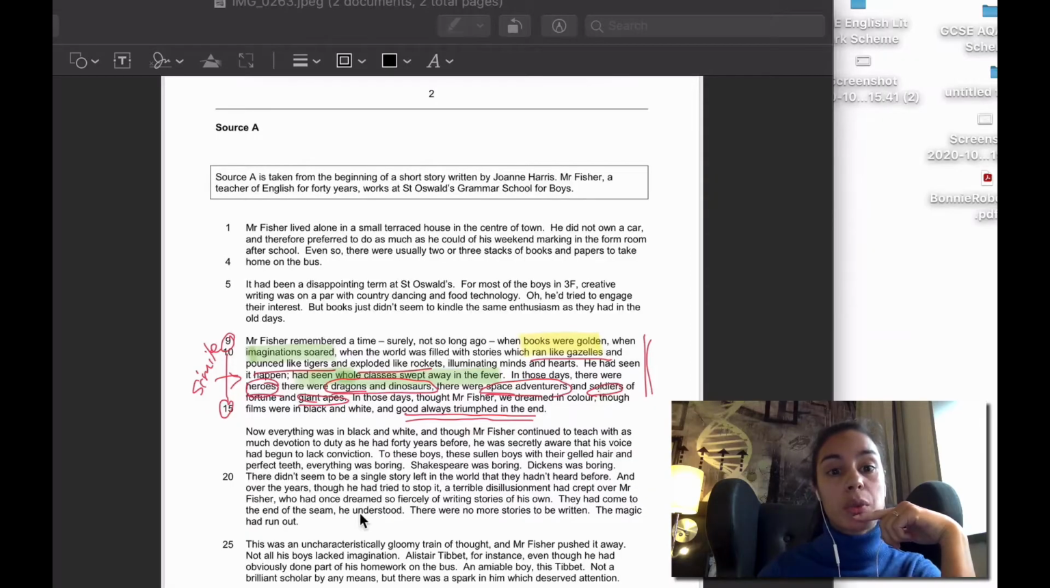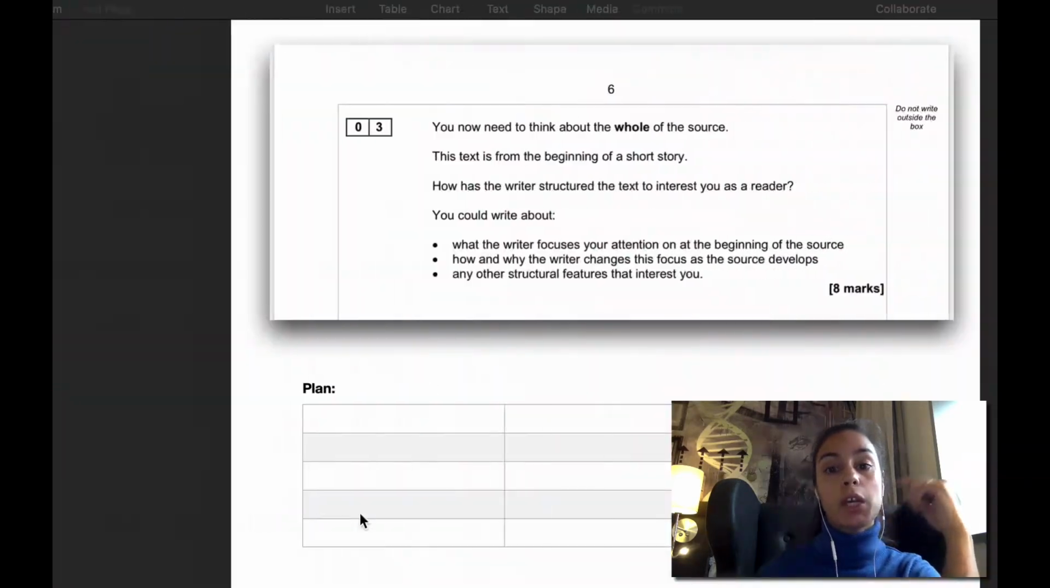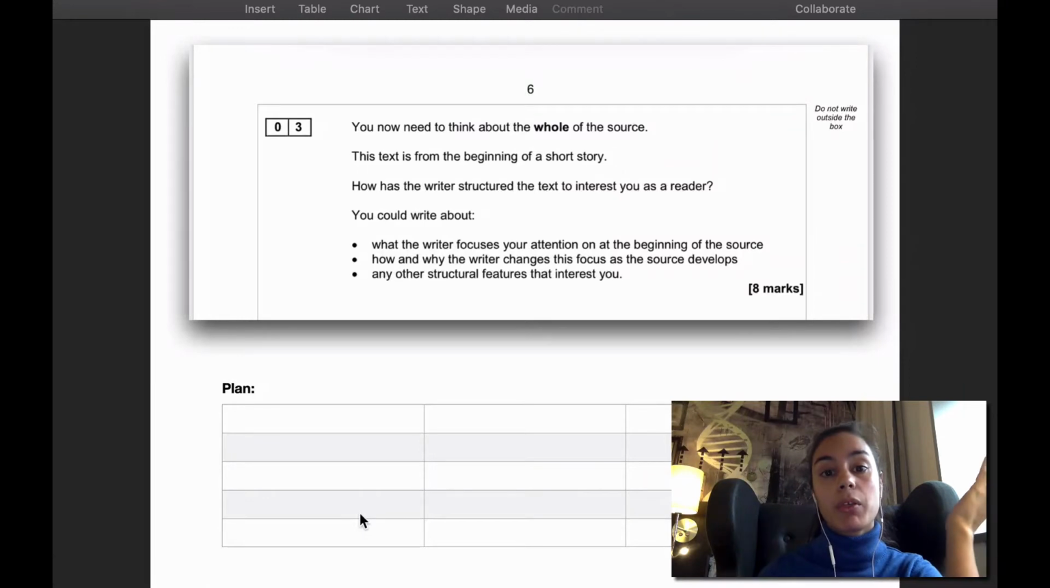Okay, so question 3. In question 3, if we look at the screen, we now have to think about the whole source. So the question says, you now need to think about the whole source. The text is from the beginning of a short story. How has the writer structured the text to interest you as a reader? You could write about what the writer focuses your attention on at the beginning of the source, how and why the writer changes this focus as the source develops, and any other structural features that interest you.